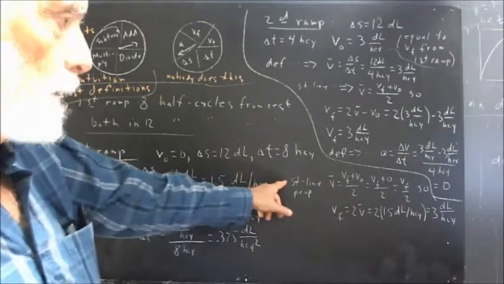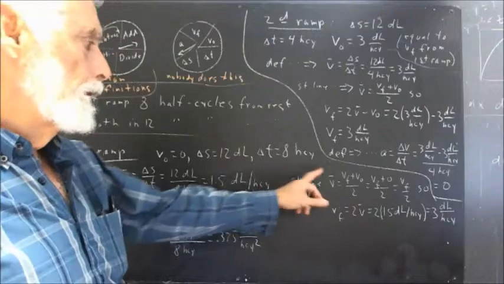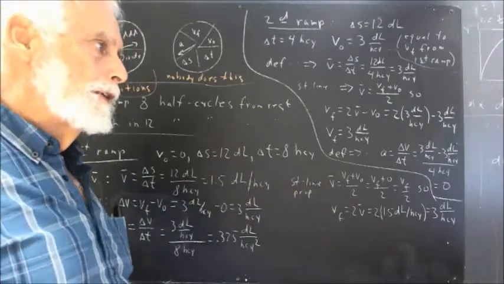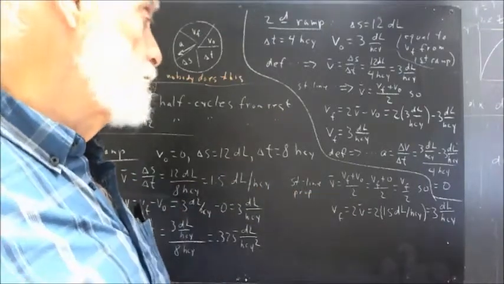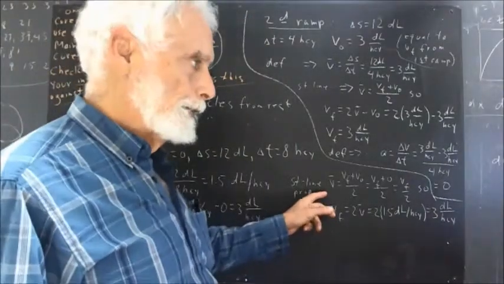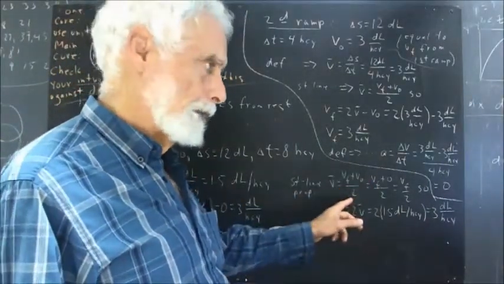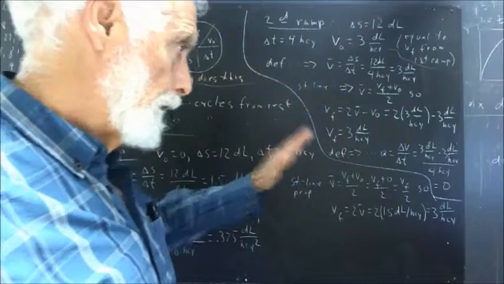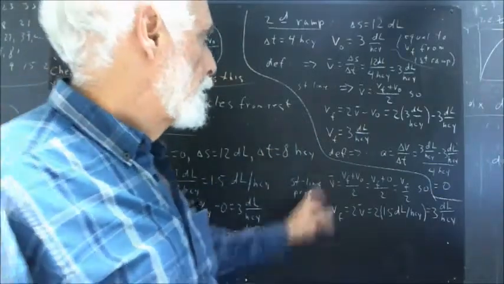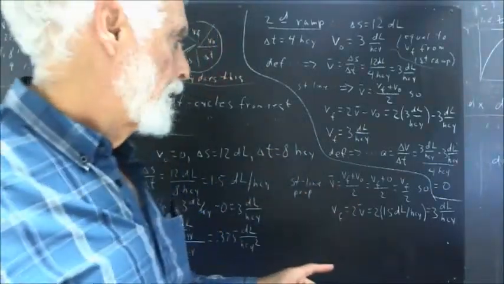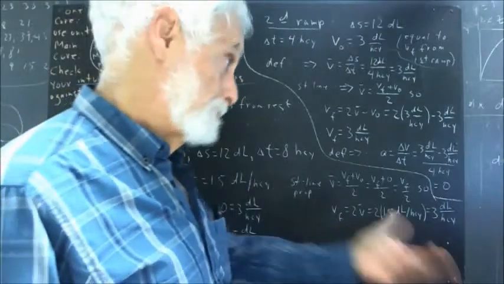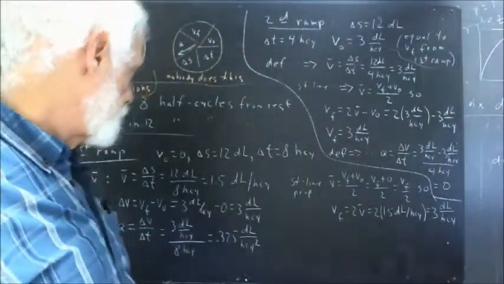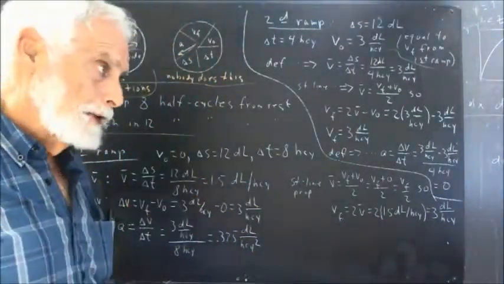Well, then we come over here and use the straight line property of the V versus T graph, which tells us that the average velocity is the average of initial and final velocities when the V versus T graph is a straight line. We use this property. Now, some people are going to want to double the average velocity.